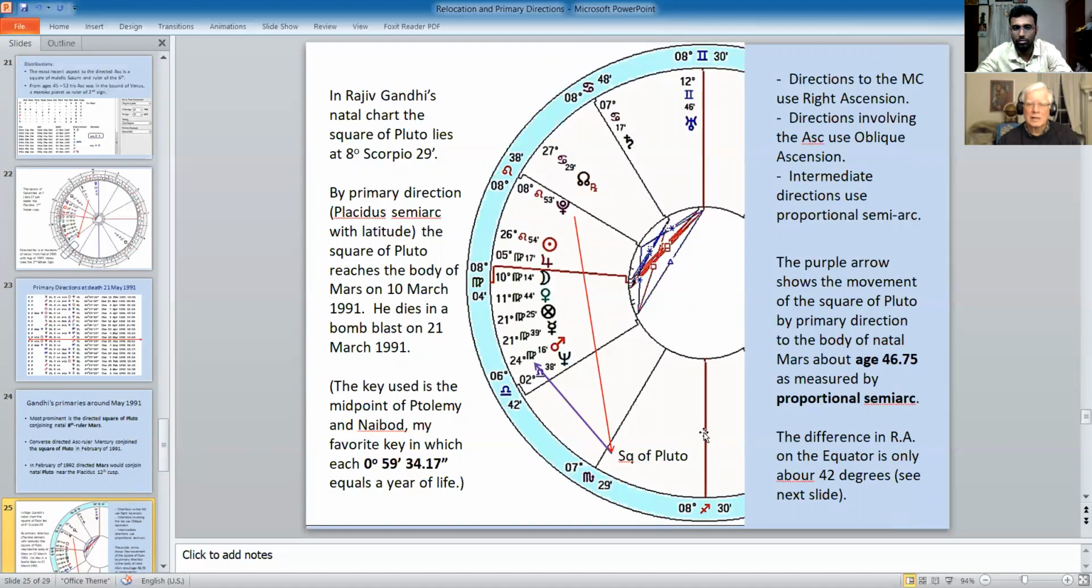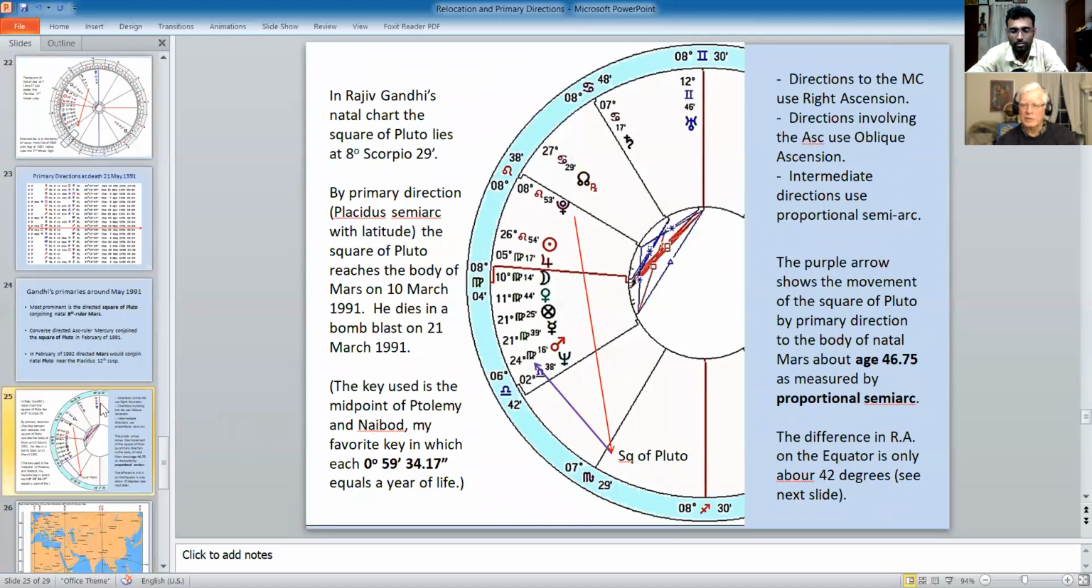So let me go through this because this is just showing the same things again that we said. In his natal chart, the square Pluto lies at 8 Scorpio down here. At age 46, it reaches this point up here. And then here's Pluto, there's a square, and it's advancing by primary direction this way. And when it reaches the Mars, we have the bomb blast. And I'm using the midpoint of Ptolemy and Nibod. Now, to show the proportional semi-arc, let me go to the next slide.